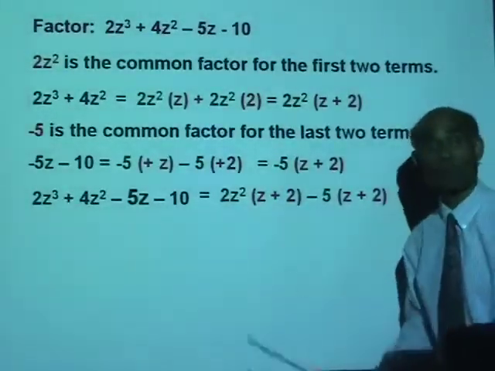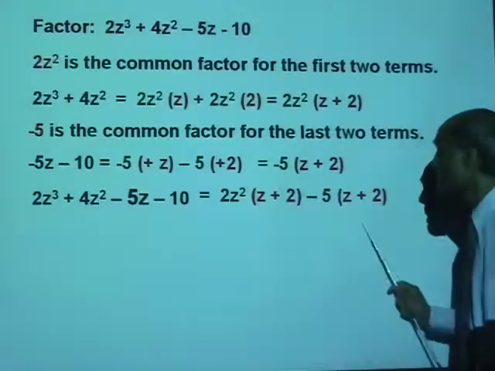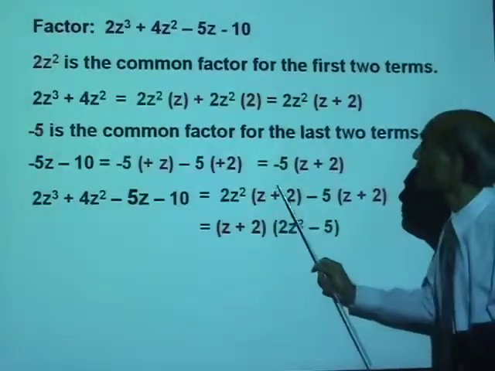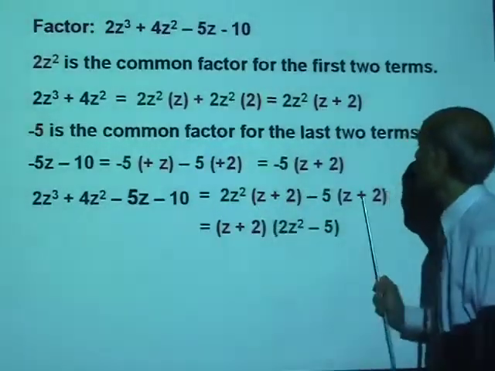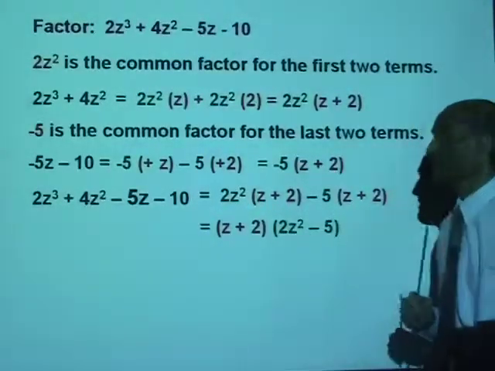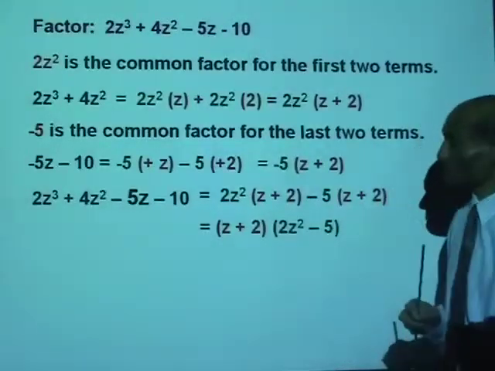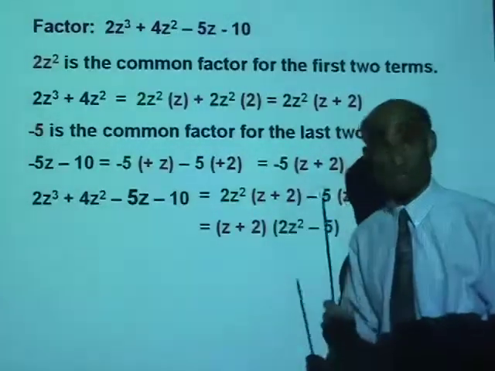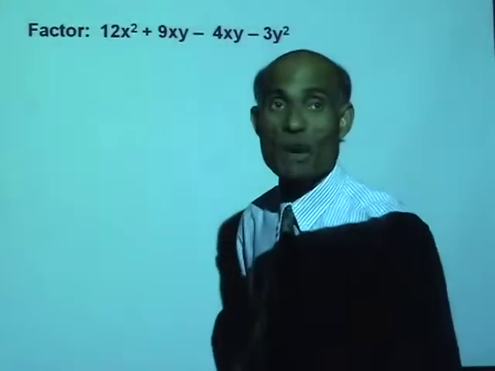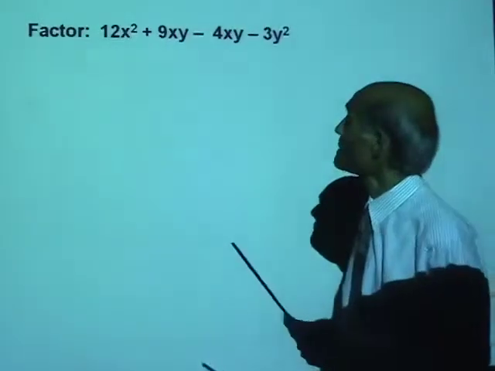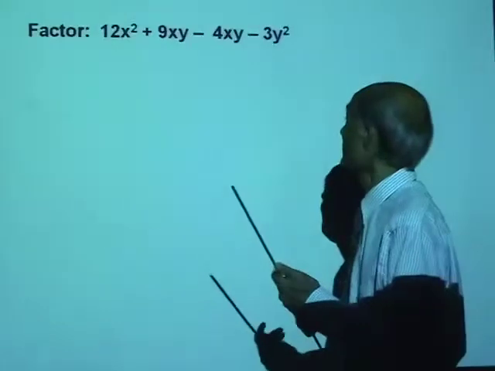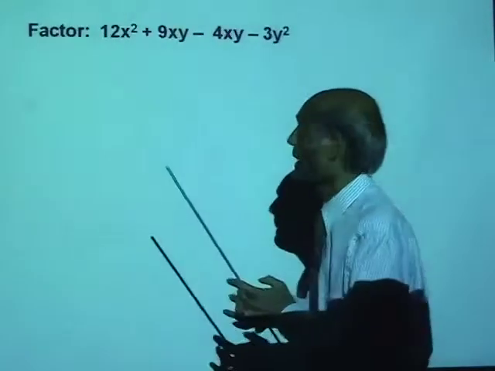What is the next step? Factor out the common factor z plus 2. Z plus 2 is a common factor. Factoring that out gives me z plus 2 comes out, leaving 2z squared minus 5. Okay? Let's go and do another one. Factor 12x squared plus 9xy minus 4xy minus 3y squared.